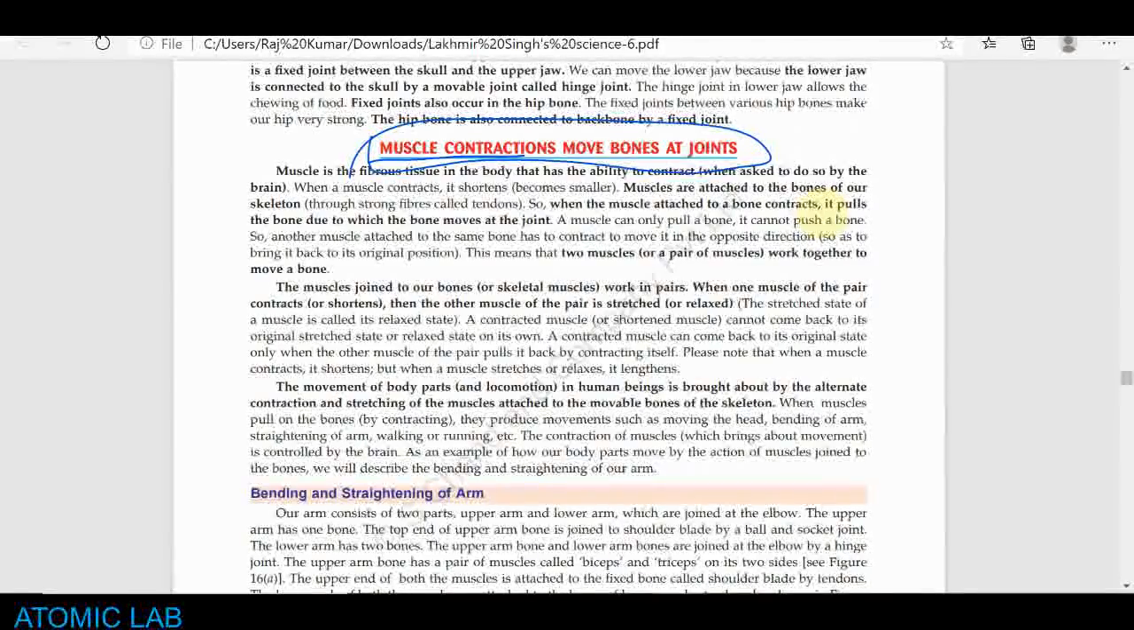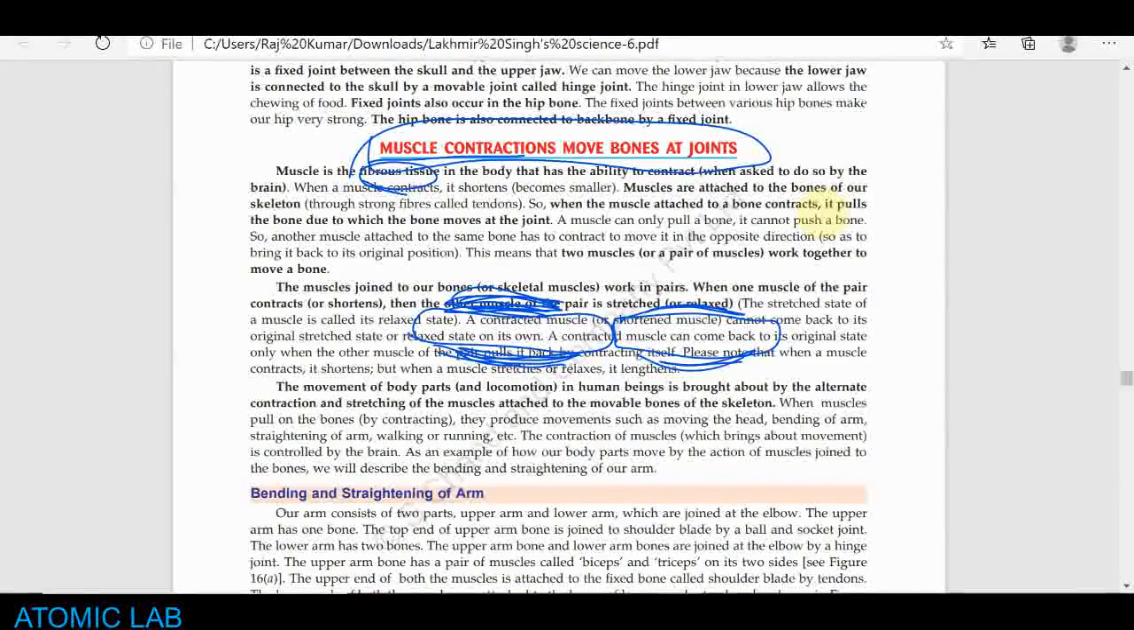Muscles, we know, are present in our body, and they are fibrous tissue present over the bones. For example, suppose this is the bone of our upper arm and this is the bone of our lower arm, and over these bones, on the upper side as well as the lower side, there are muscles present. Muscle is a fibrous tissue which helps in the movement of our bones.